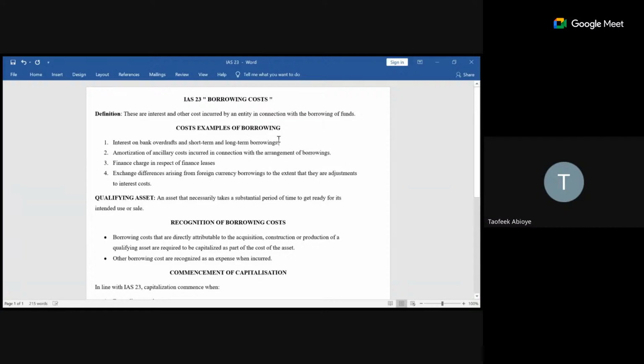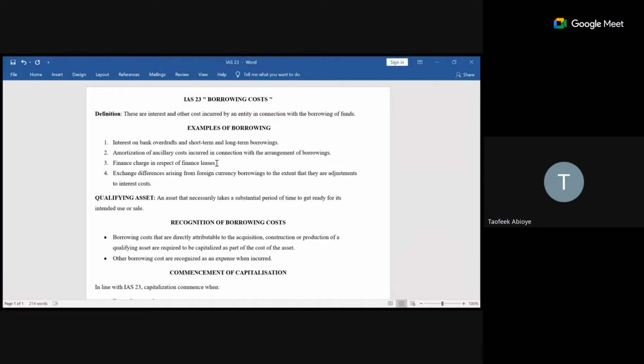Borrowing costs are costs we incur when we borrow. That's the definition: the interest and other costs incurred by an entity in connection with the borrowing of funds. The examples of borrowing costs are interest on bank overdraft and short-term and long-term loans, amortization of auxiliary costs in arrangement of borrowing, finance charges in respect of finance leases, and exchange differences arising from foreign currency.